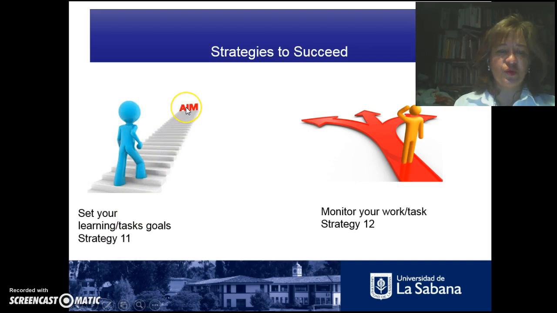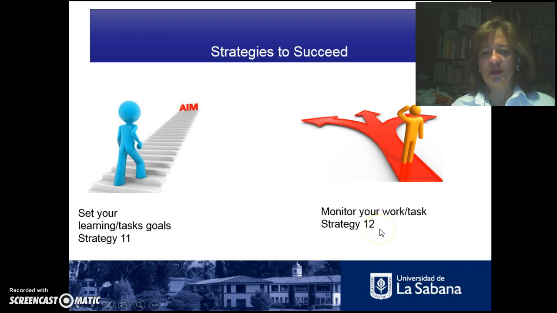Before you start doing something, please set your learning goal and set your task goal. This is even a strategy that you can use with your students, and foster, so you foster independent language learning, autonomous language learning, self-directed language learning.